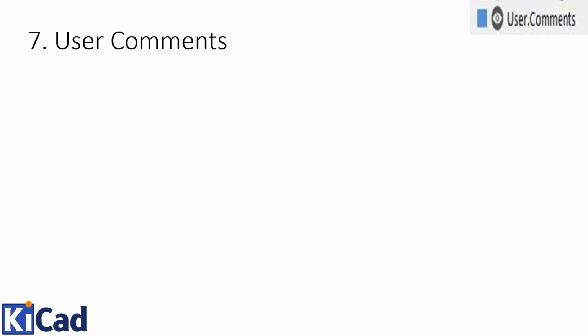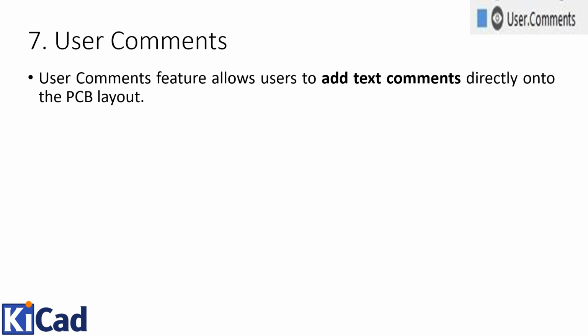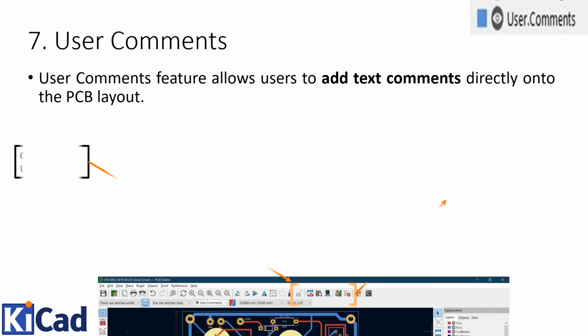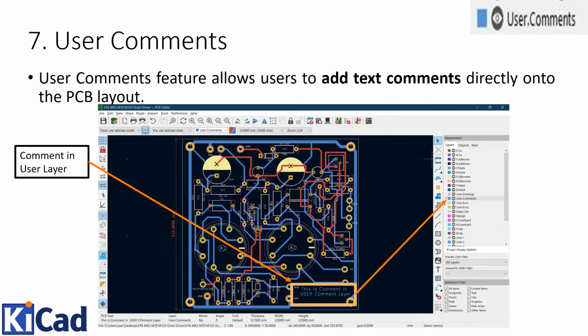The next layer that we will discuss now is the user comment layer. The user comment feature allows users to add text comments directly onto the PCB layout. Like over here, you can choose user comment on the right side and then add text over here, and you can add it directly onto your PCB in the user comment layer.